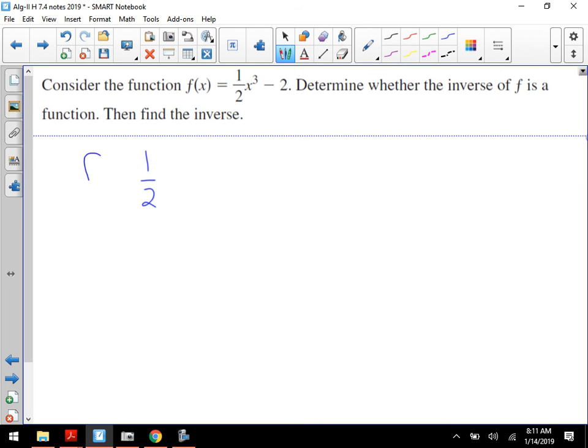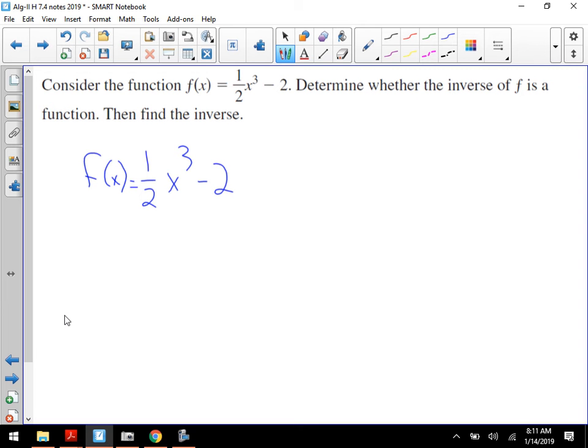One half x cubed minus 2. What does the graph of x cubed look like? Do you remember? Your tails are down, up, aren't they? Our a value here for the x cubed is positive, so it's going to be down up. What does that minus 2 do to the graph then? Yeah, it just shifts it down. Very good.